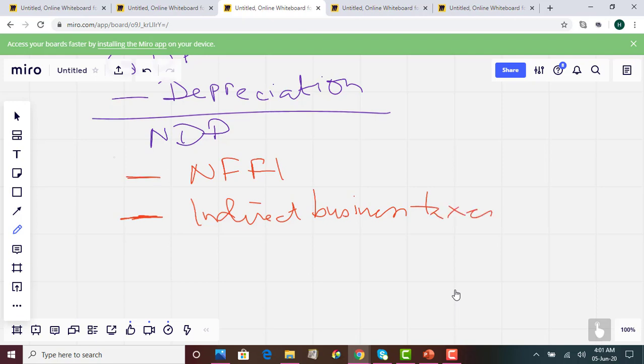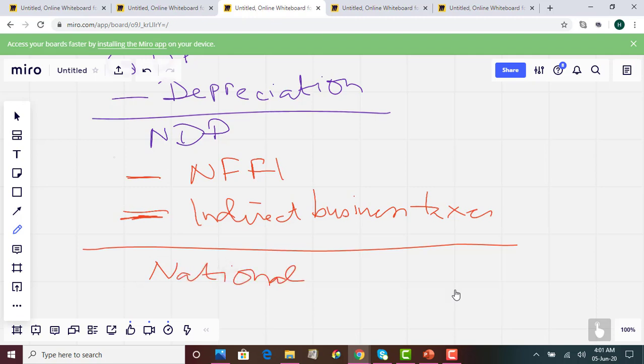And that's what I'm doing. We are taking out, that's why I'm subtracting. We end up with national income. Again, if you remember the formula, when we add indirect business taxes, NFFI, national income, and depreciation, we end up with GDP under the income approach.